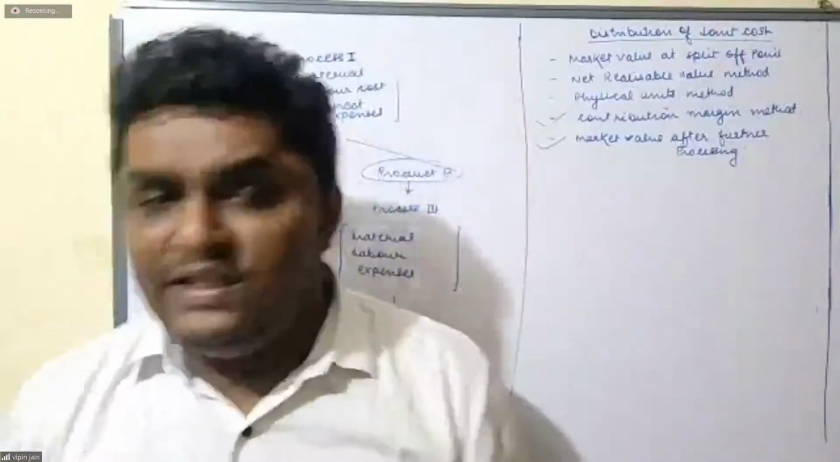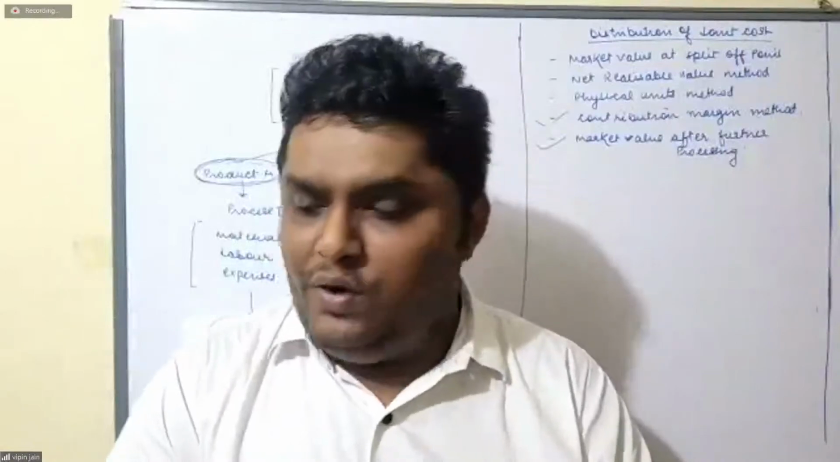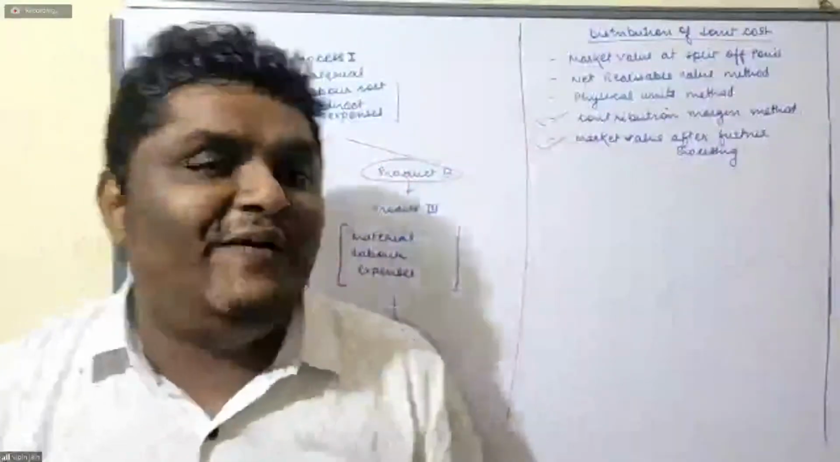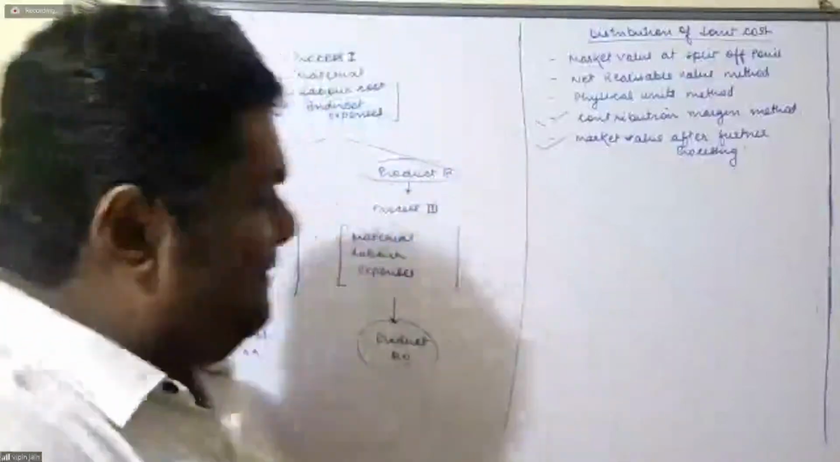Now let's proceed further. We are done with the distribution of joint cost. Now let's proceed further with the next part of the chapter.